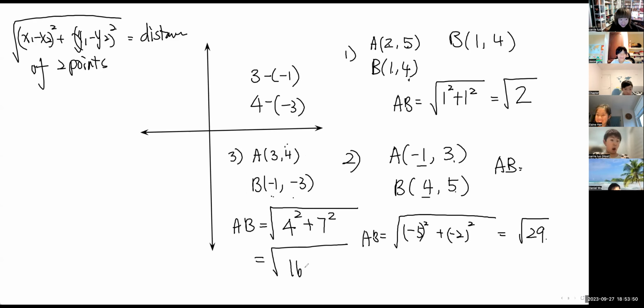Okay, so 16 plus 49 equals 65, square root, correct? Right? Okay, Daniel, understand? Okay, very good, very good.